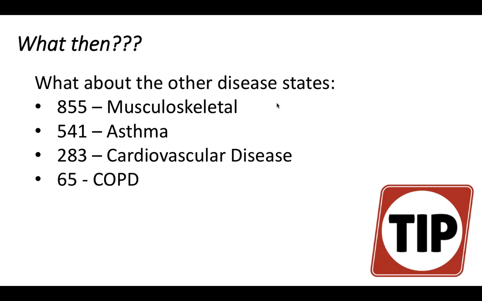So what then? With this clinic in South Australia, we had gone through our process of who the patients were, what we wanted to achieve, what the outcome was. We did all that with our diabetes patients. And then we sat there and looked at our musculoskeletal, our asthma, cardiovascular disease, and COPD. And you're absolutely right in saying that a diabetic patient may also have asthma, cardiovascular disease, and musculoskeletal. So there's lots of comorbidities.